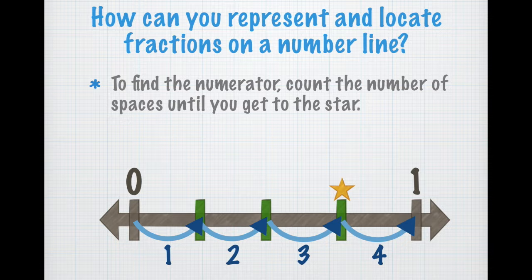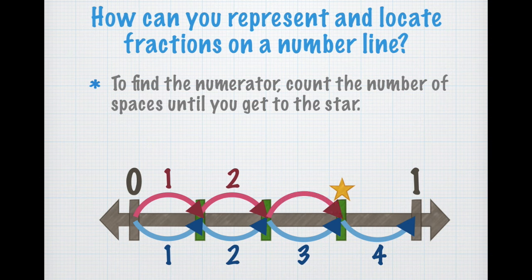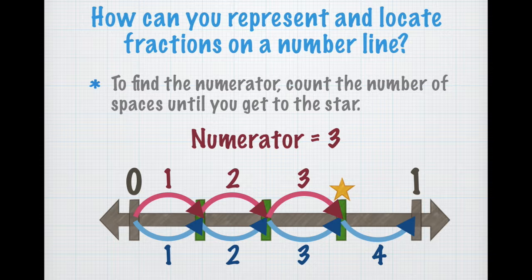To find the numerator, we want to count the number of spaces until we get to the star. This is how many parts are being counted. 1, 2, 3. So it was 3 jumps or 3 spaces until we got to the star. So my numerator equals 3.